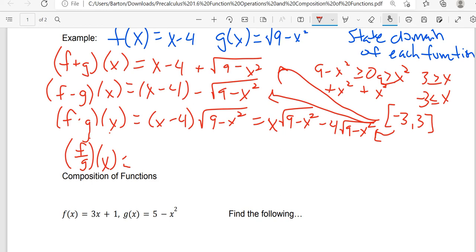Now we have f of x divided by g of x, so it's going to be x minus 4 over the square root of 9 minus x squared. Now is it the same domain? It is not, because the denominator cannot be 0, so we just make one adjustment. It will be parentheses negative 3, comma 3.